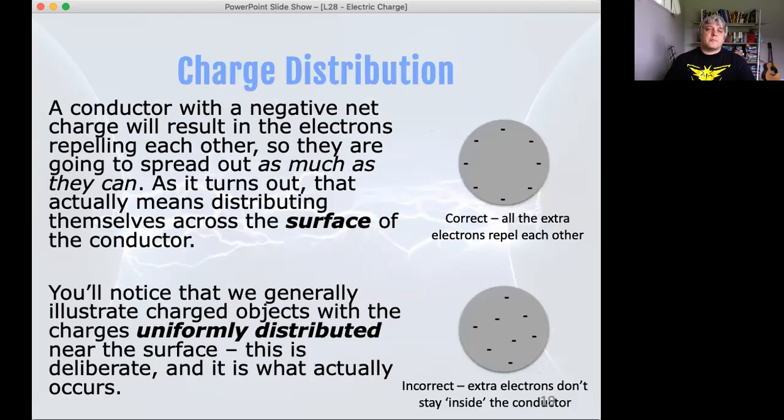Charge distribution. If you have any object that is a conductor, so the electrons are free to move around, well, not all of them, but a bunch of them are free to move around. If it has a net negative charge, those electrons will be repelling each other.